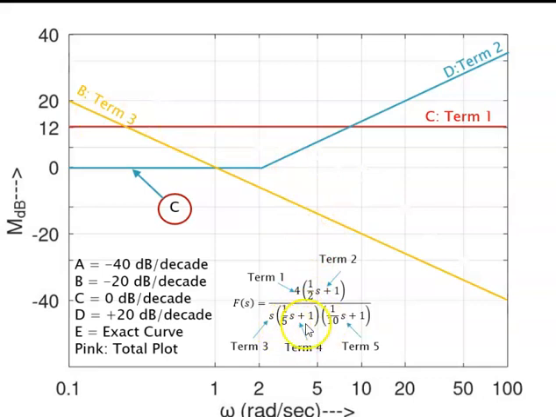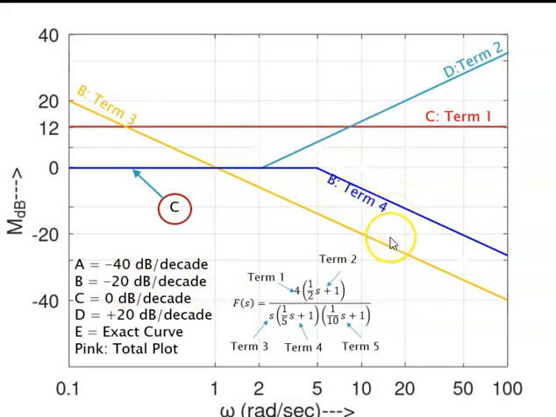The next term is a first order term with a corner frequency of 1 over 1 over 5, that is 5 radians per second. Up to 5 radians per second, the contribution of term 4 is 0, and from there it will fall down at minus 20 decibels per decade. Let us show that. At 5 it is 0, and then it is going down. We have written B. B is minus 20 decibels per decade, and this is term 4.